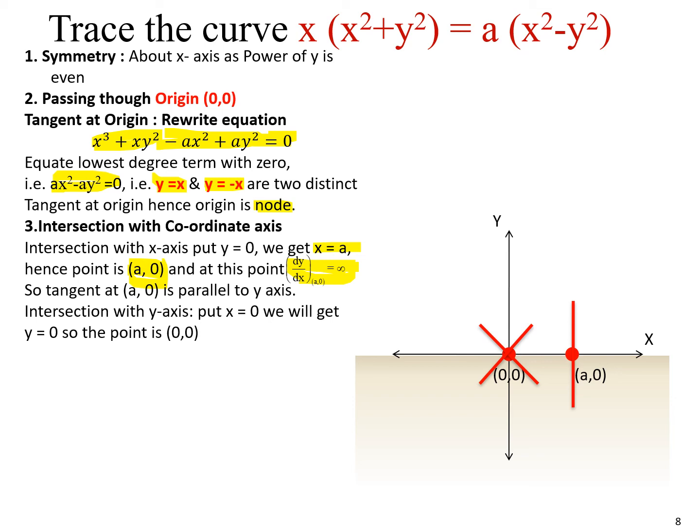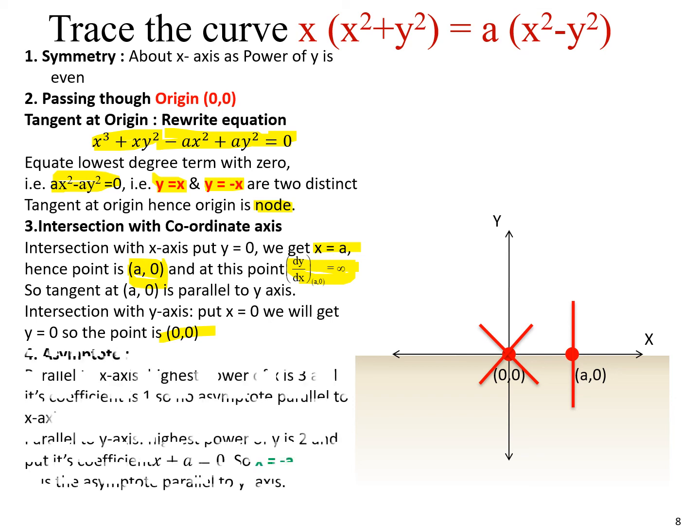Now intersection with the y-axis, we will put x equal to 0. But if we put x equal to 0, we will get only y equal to 0. So the point is 0, 0. We already discussed this point in rule number 2. Okay. Now come to the fourth rule, that is asymptotes. So for the asymptote, we have to find the one parallel to the x-axis. The highest power of x is 3 and its coefficient is 1, which can't be 0. That means no asymptote parallel to the x-axis.